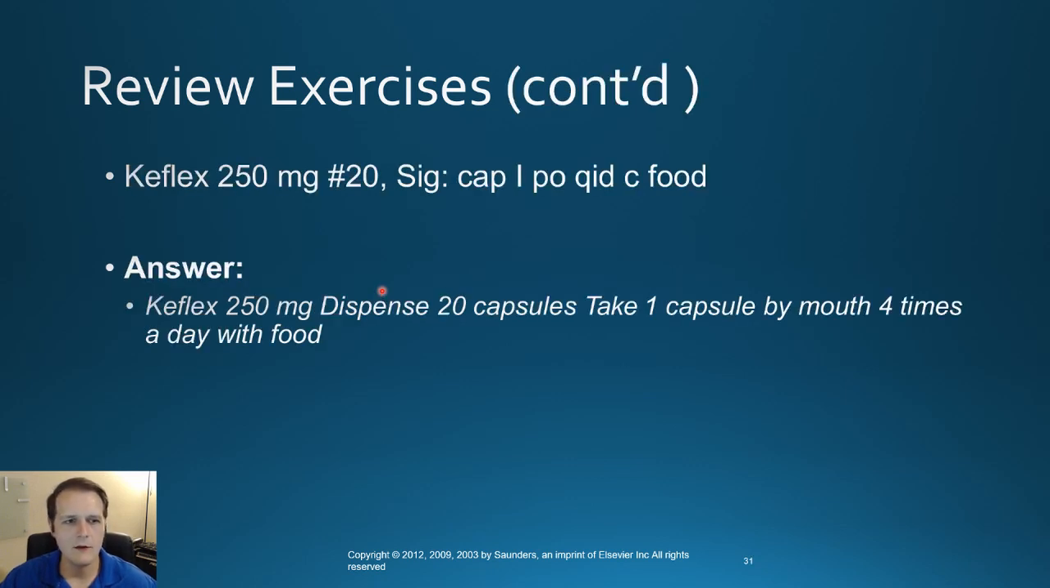Basically, it will get turned into Keflex 250 milligrams, dispense 20 capsules, right? So you can see number 20 on there. Take 1 capsule by mouth. QID is 4 times a day with food, right? The C, with a bar over it, means with. C is always meaning with food. So that's how you would interpret this abbreviation.